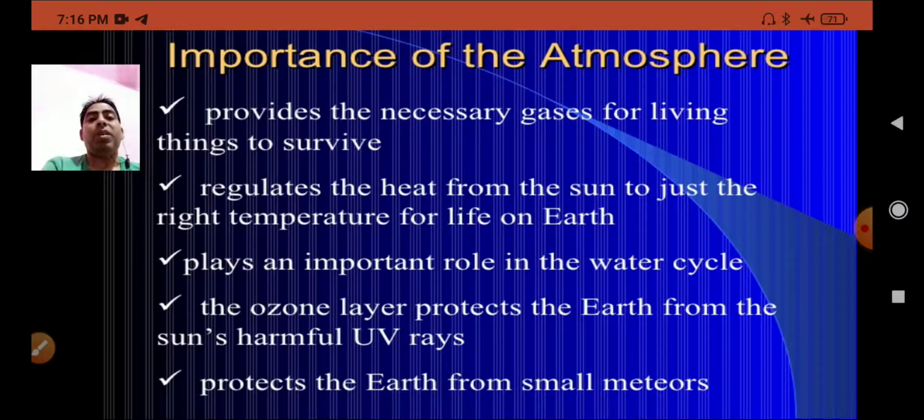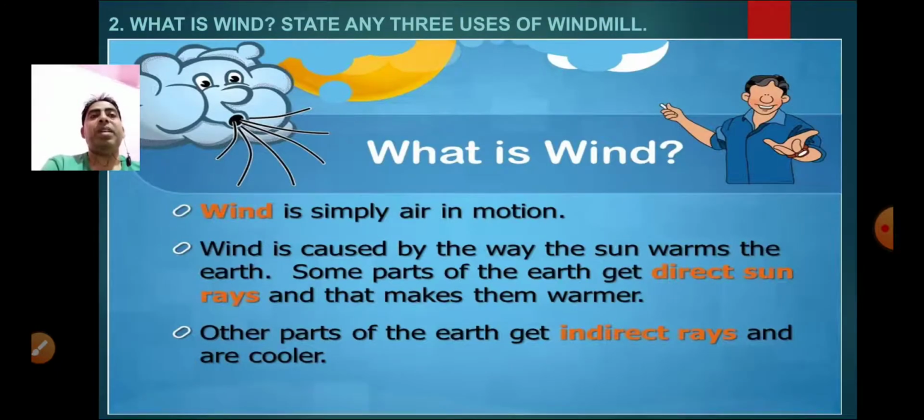The next importance of atmosphere is that it protects the earth from small meteors. The mesosphere is the layer of atmosphere in which meteors burn due to friction, so meteors do not reach the earth's surface. If they did reach, they could destroy the earth's surface and most of the people would die on the earth.